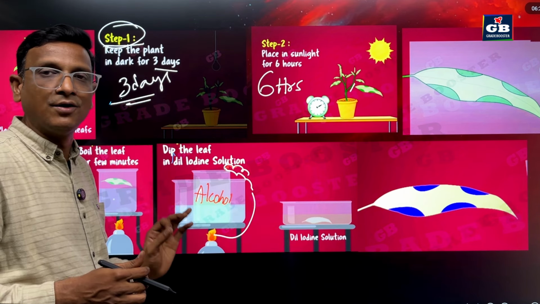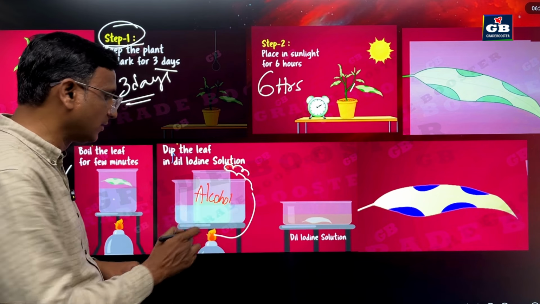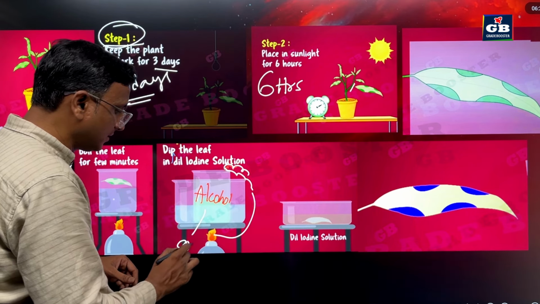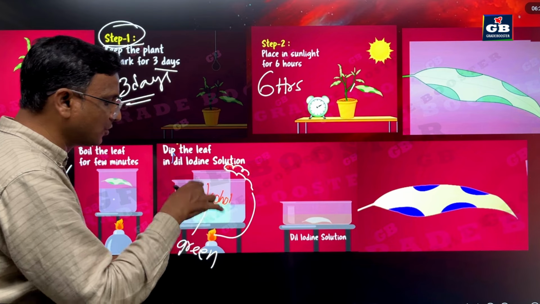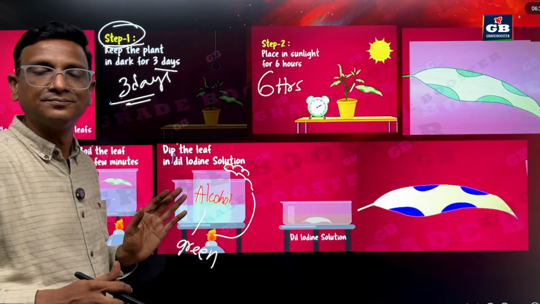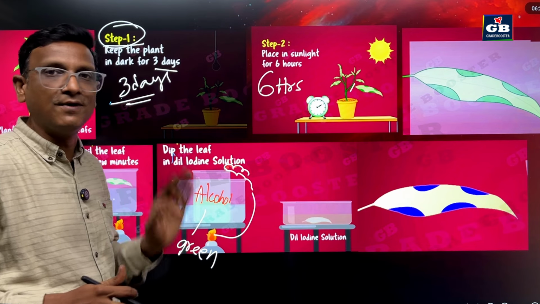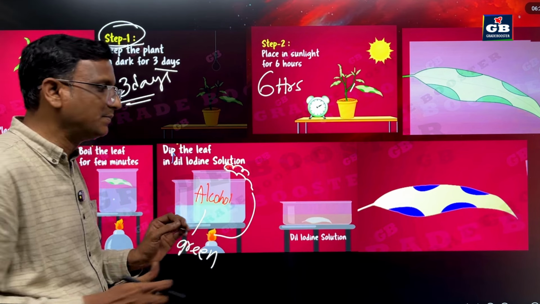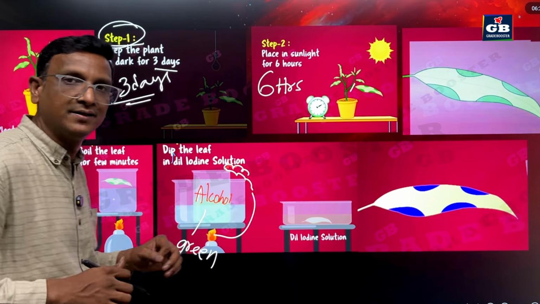When the leaf is boiled in alcohol, it loses all its color. The alcohol turns green. That means the green color of the leaf goes into the alcohol. Now the leaf becomes colorless. Then take the leaf out and keep it in a beaker.